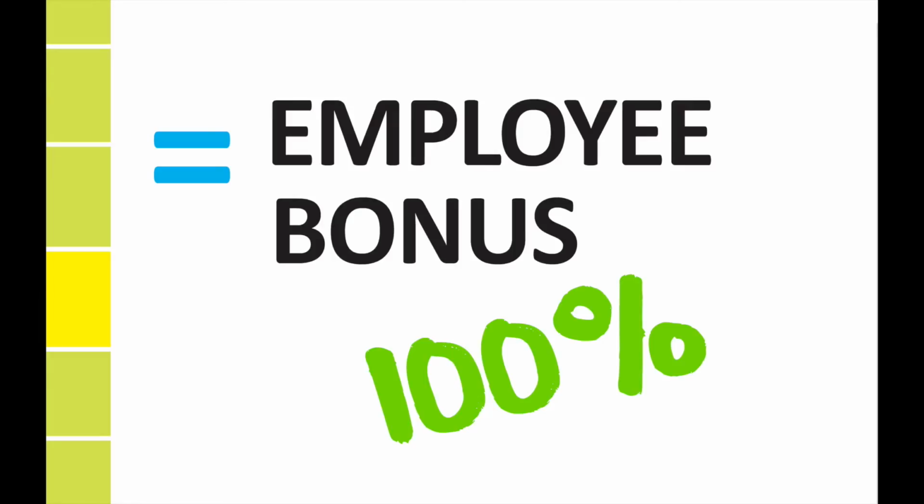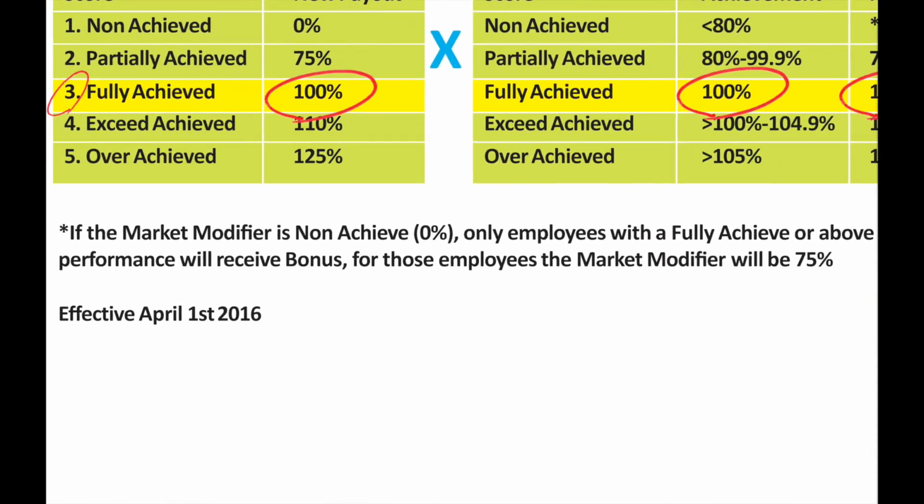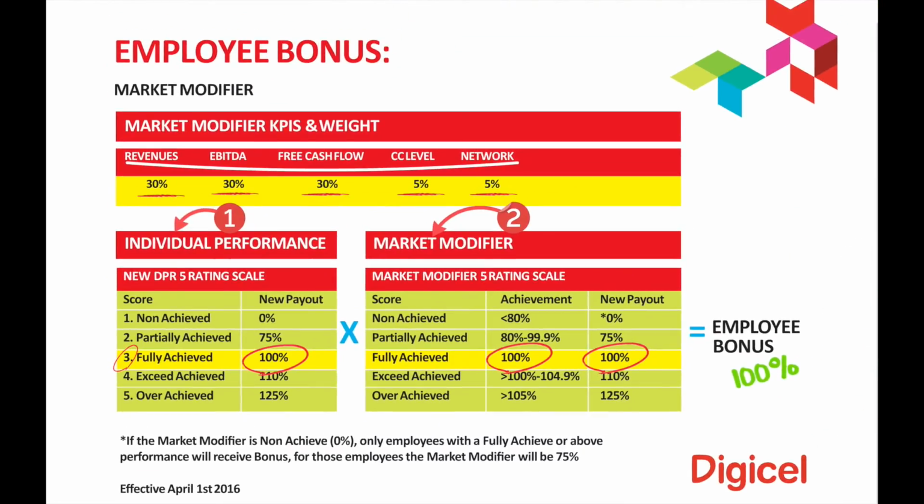In a situation where a market does not achieve, only staff who fully achieved or above, for example, achieve a 3, 4, or 5 rating, will receive their bonus, and that bonus will be paid at a maximum of 75%. Remembering that the bonus is made up of 2 elements, your bonus can be impacted both positively and negatively, depending on both your individual performance and the performance of the market.